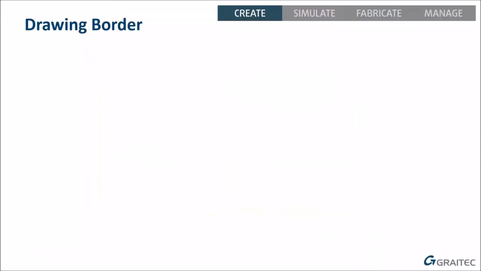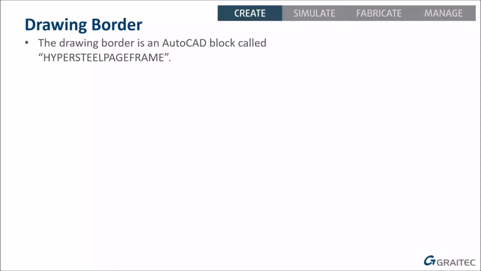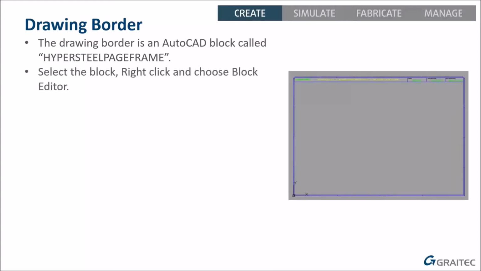So the first and most obvious thing in the prototype you may want to edit is the drawing border. So the drawing border is a block, must be a block, called Hypersteel Page Frame. So you don't really need to remember the name, you just don't ever change it when you're editing the block. To edit the block, you can select the existing border, right click and choose Block Editor. That brings you into a window that has just that block for the border showing, nothing else, no matter what else was on the drawing. You can put any geometry and any notes, anything you like in that block. That's fine. Not a problem.